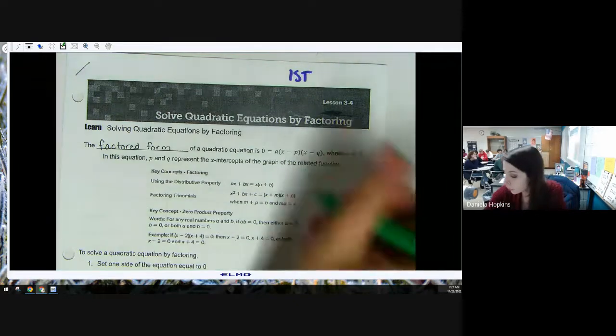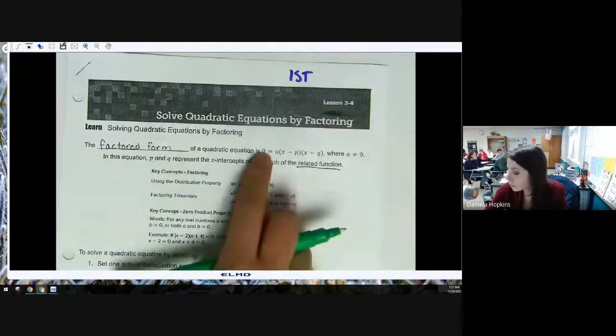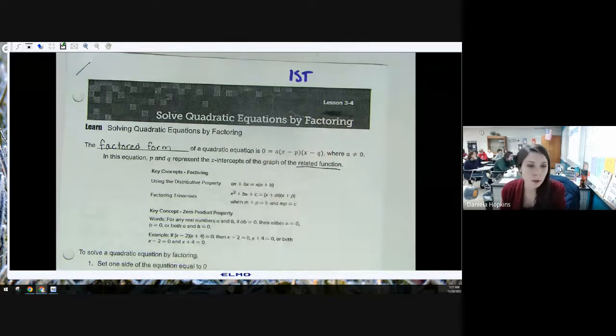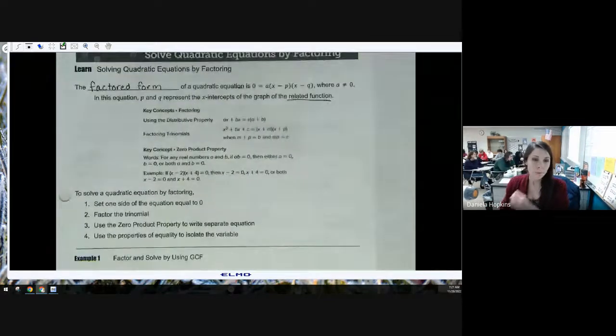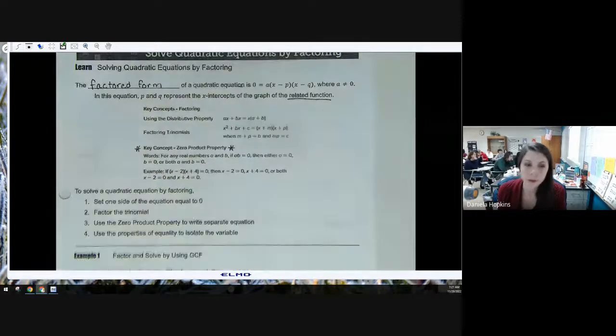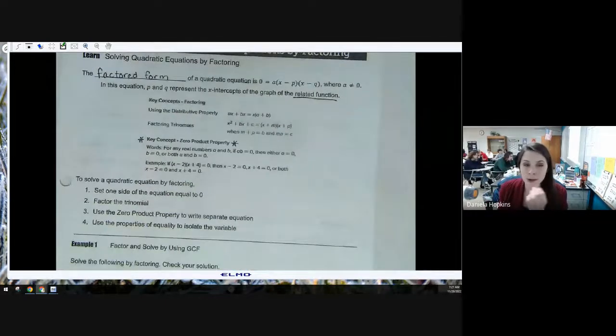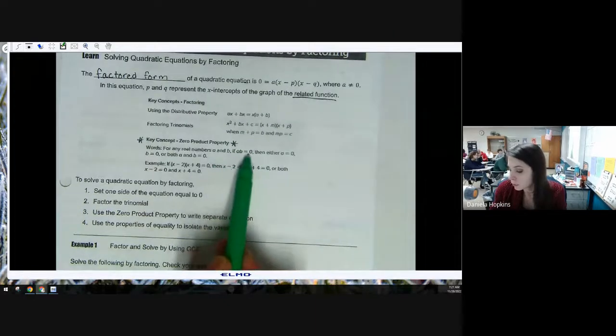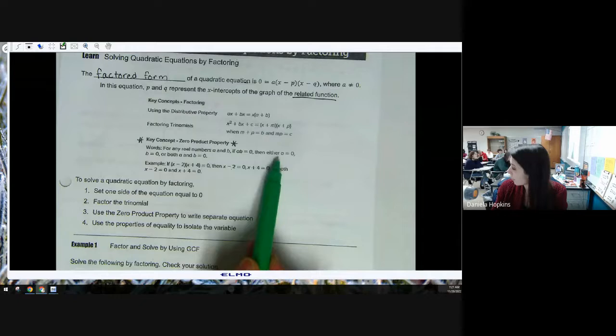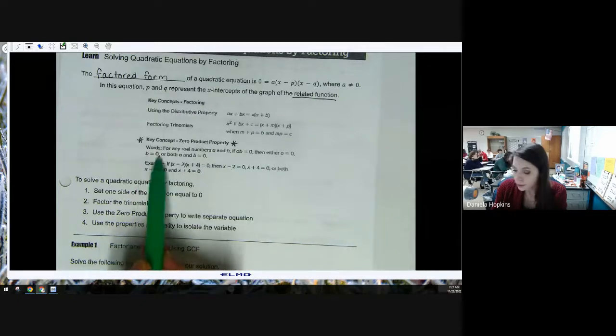Remember, we use this word related function if you set this equal to 0. Okay, so don't let that be too weird. So they give us a lot of stuff here. Really, the thing I want you guys to remember is this zero product property. What it says is if you're multiplying two things, so if A times B equals 0, then you know that either A is 0 or B is 0, or both A and B are 0.